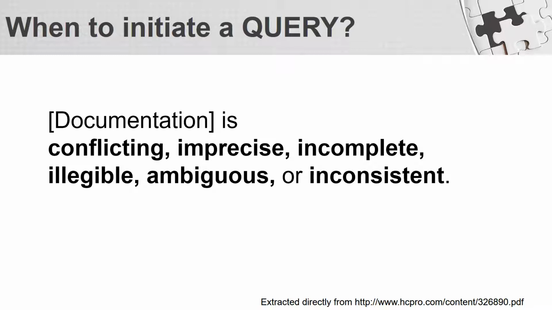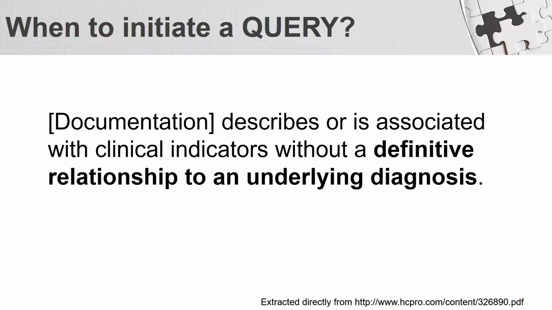When the documentation is conflicting, imprecise, incomplete, illegible, ambiguous, or inconsistent. Pretty self-explanatory. When the documentation describes or is associated with clinical indicators without a definitive relationship to an underlying diagnosis. This right here will get easier and possibly harder as you go through the coding process or as you gain experience coding, because you'll identify a lot of these clinical indicators a lot quicker and a lot easier. But this is definitely something that you should keep in the back of your head, and you will have a lot of questions about, particularly in the beginning.